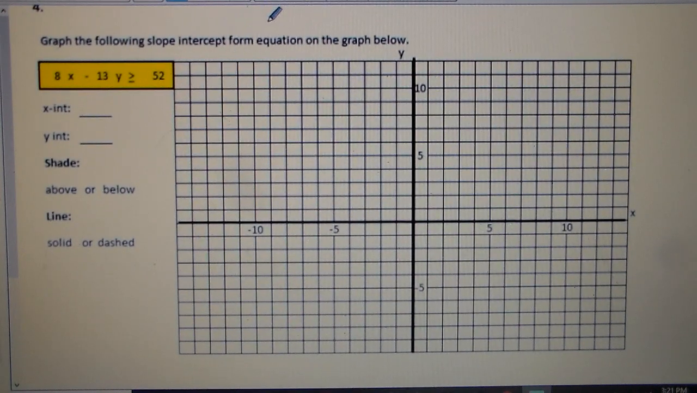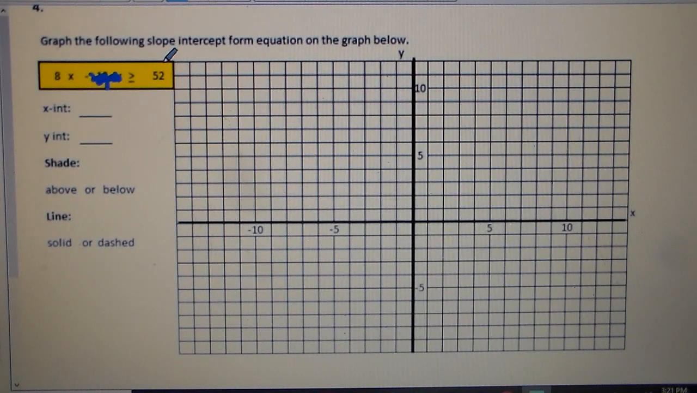Graph the following slope-intercept form equation on the graph below. So we have 8x minus 13y is greater than or equal to 52. So to solve for the x-intercept, we put a 0 in for y. So negative 13 times 0 is 0. So that gets deleted. We have 8x is greater than or equal to 52.